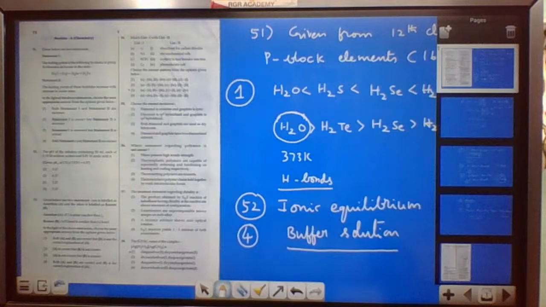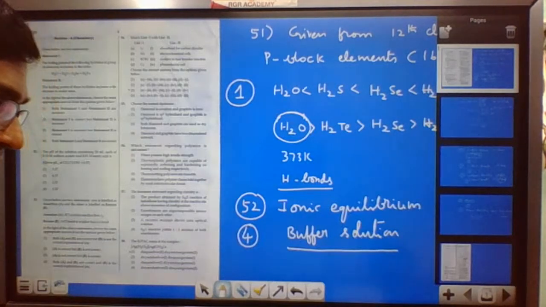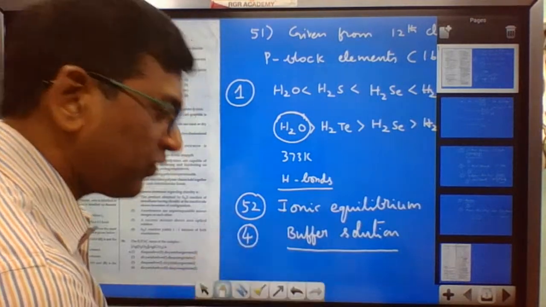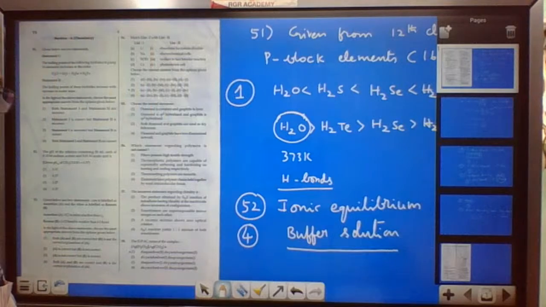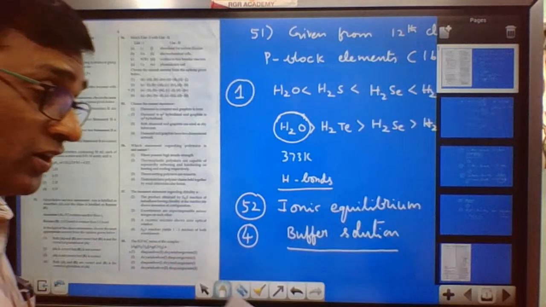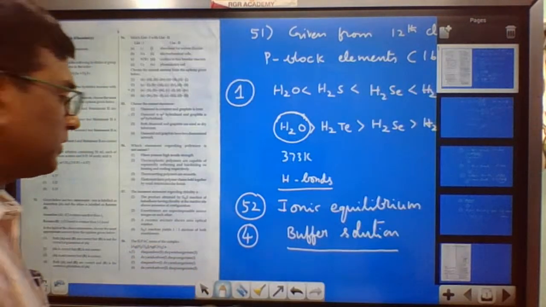The product obtained by SN2 reaction of haloalkanes having chirality at the reactive site shows inversion of configuration. Yes, in the SN2 mechanism only inversion of configuration takes place, whereas in SN1 both retention and inversion take place. So the statement is correct, no doubt about that.